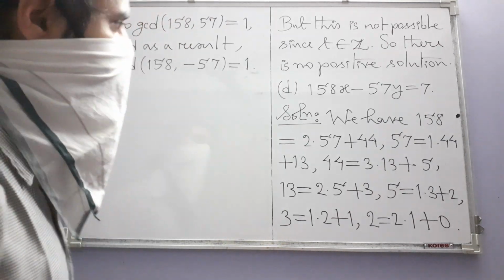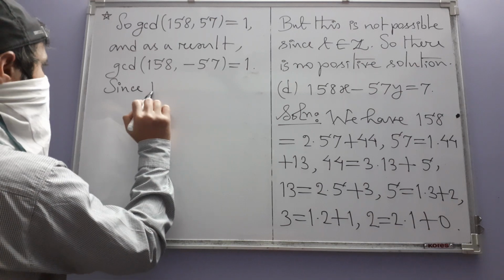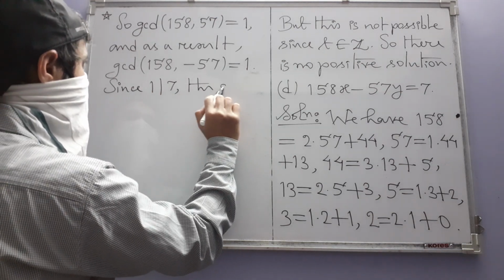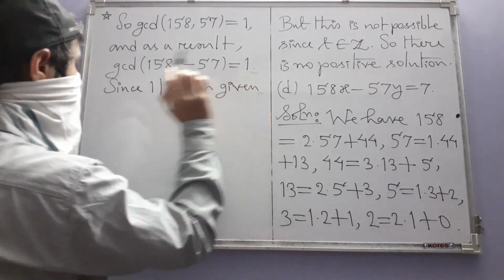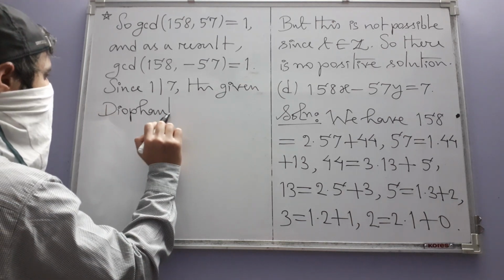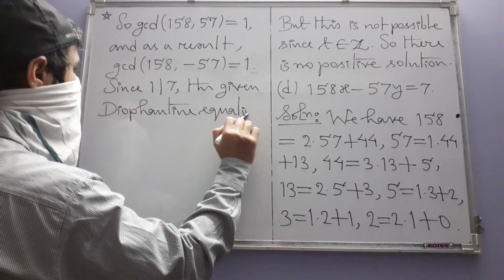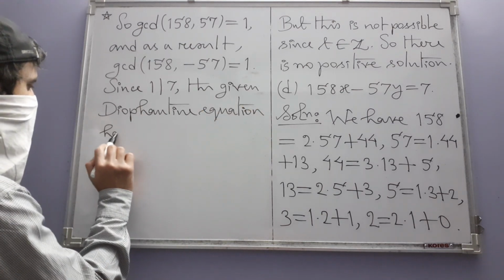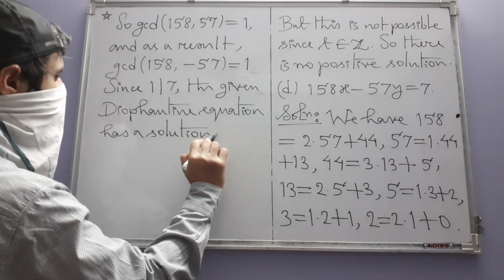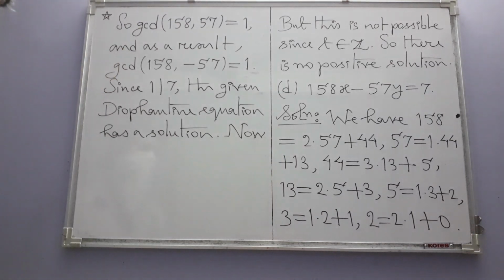Now we can claim, since 1 divides 7, the given Diophantine equation has a solution. Now let's find a particular solution.